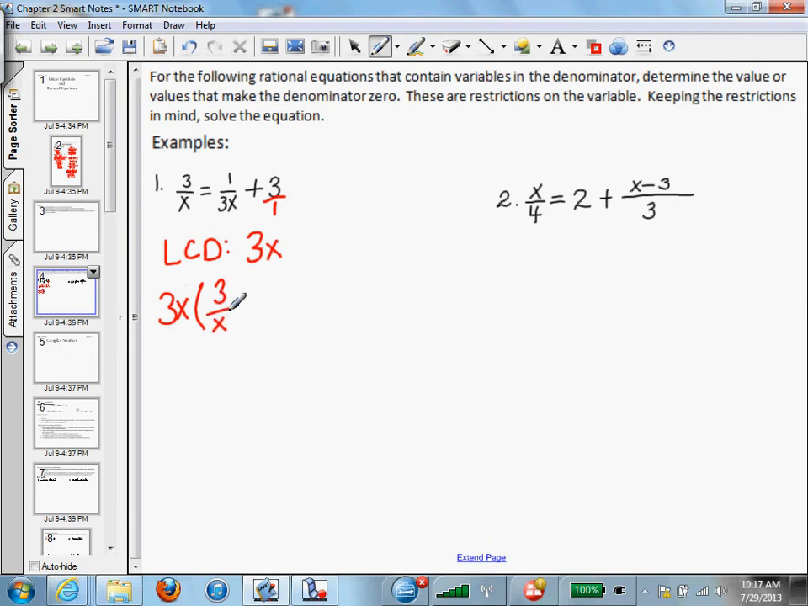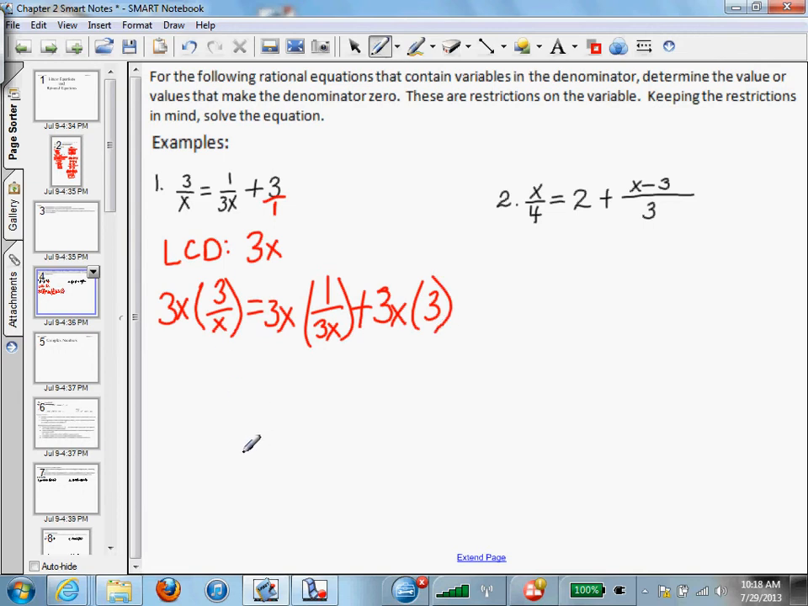So 3x times 3 over x equals 3x times 1 over 3x. Actually, I wrote that wrong. It should be 3x times 1 over 3x plus 3x times 3.